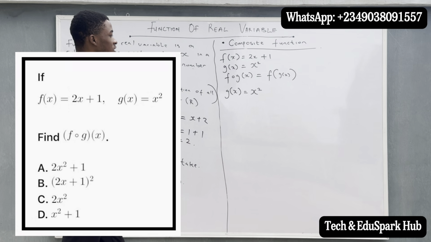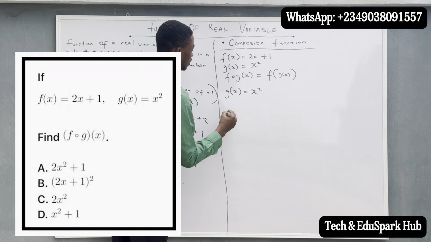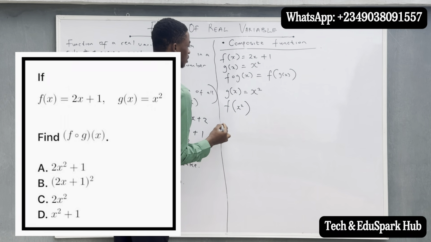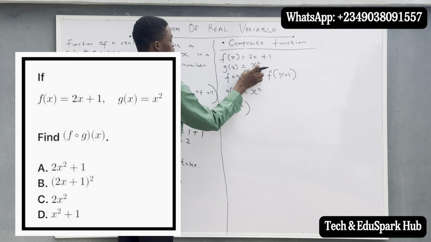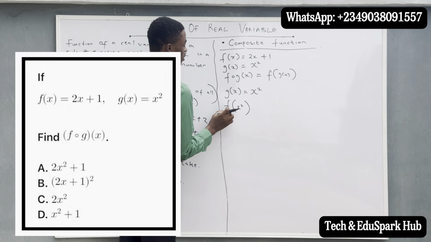So now that we have gotten g of x to be equal to x squared, you can now put that x squared in this bracket. So we now have f of what? x squared. Because g of x is x squared, you can see from the question. So we can now substitute that g of x for x squared. So we have f of x squared.